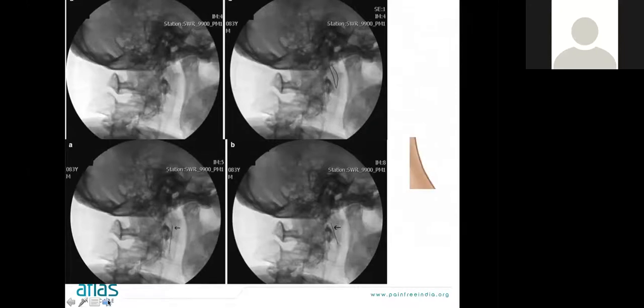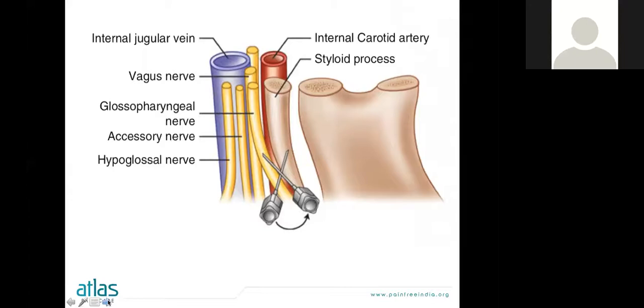glossopharyngeal nerve. And this line diagram shows how tricky it could be. The styloid process, and just behind is the internal carotid artery, just posterior to that is the internal jugular vein, and you can see a bunch of nerves in very, very close proximity. Okay, so we need to block the glossopharyngeal, but you also have the accessory, the hypoglossal, and the vagus nerve. So it's very important when you do that.